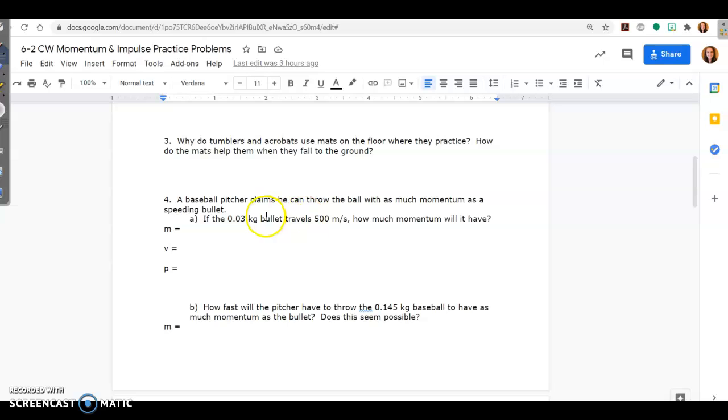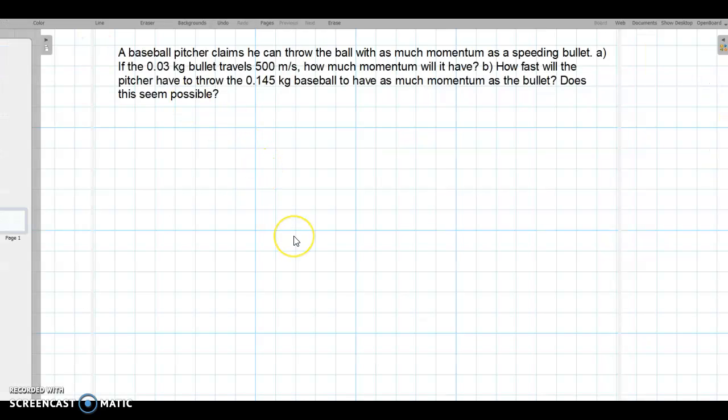So what I really want to do is start with number 4. I've written number 4 on my little whiteboard here, and let's just get started. A baseball pitcher claims he can throw the ball with as much momentum as a speeding bullet. If the 0.03 kilogram bullet travels 500 meters per second, how much momentum will it have? That's part A. And part B, how fast will the pitcher have to throw the 0.145 kilogram baseball to have as much momentum as the bullet? And does this seem possible?